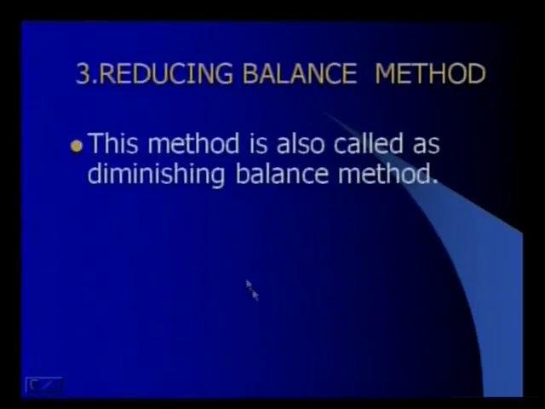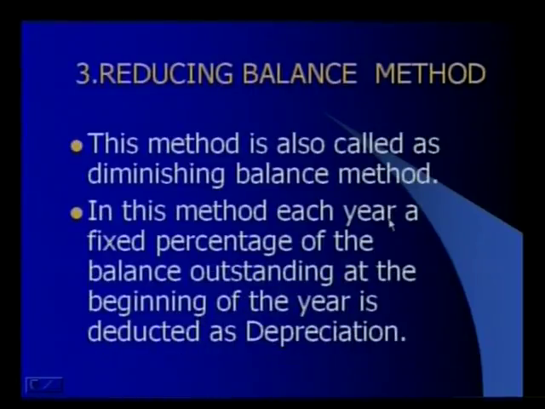This method is also called the diminishing balance method. In this method, each year a fixed percentage of the balance outstanding at the beginning of the year is deducted as depreciation. That means at the beginning of every year, a certain fixed percentage of the outstanding is going to be deducted from the total value.